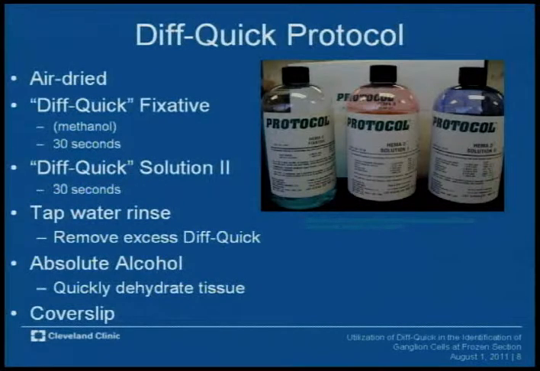The slides to be stained using Diffquick were air-dried prior to staining. The tissue was first placed in Diffquick fixative, chemically known as methanol. After 30 seconds, the slides were transferred to Diffquick solution 2, where they soaked for 30 additional seconds. The slides were rinsed with tap water to remove any excess Diffquick and were placed in absolute alcohol to rapidly dehydrate the tissue. Finally, the slides were cover slipped.